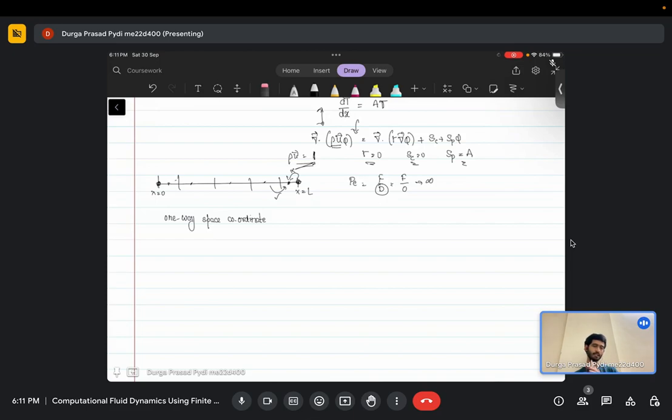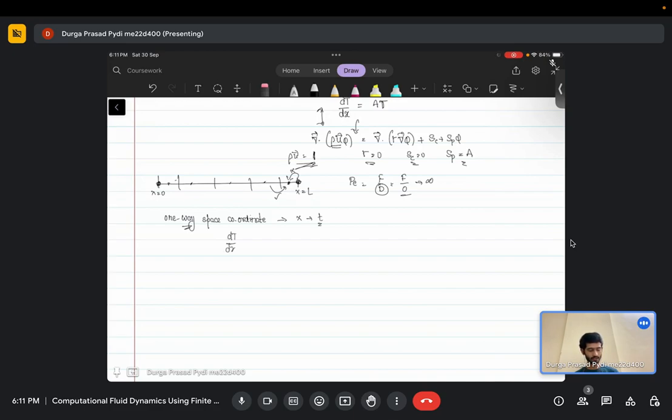Whatever is happening at a further point in the space is not affecting this, because your convection is much dominant here, or essentially your diffusion is zero. Only diffusion is something that mixes up things from here and there. As long as diffusion is not present, your information will flow in only one direction. So in one-way space coordinate, this essentially means you are treating x as t. So this becomes our standard equation.